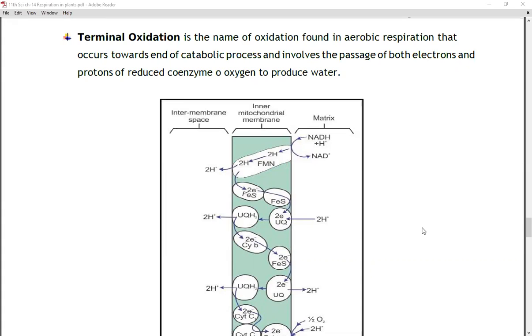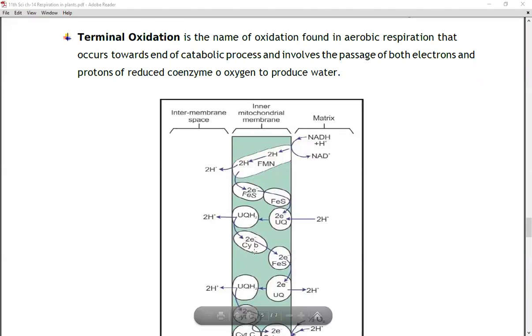Also, it involves the passage of two things. The first is the electrons and the second is the protons. And these two of them are responsible for the occurrence of the whole ETS, that is, electron transport system. Now, in this terminal oxidation, we are going to see.